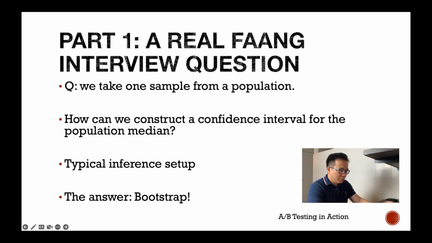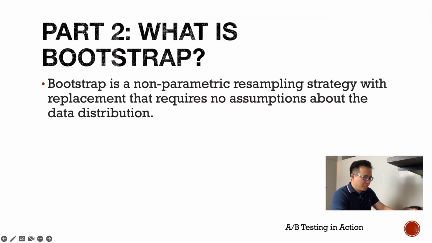If you are not familiar with bootstrapping or any other resampling strategies, this question may sound strange to you because how can we estimate a population parameter using just one sample, right? Because there will be a lot of variability involved, right? There's no way for us to assess the variability if you only have one sample. But if you are familiar with Bootstrap or any other resampling strategies, you will know that there's actually a quick solution to this problem, which is Bootstrap. So what is Bootstrap?